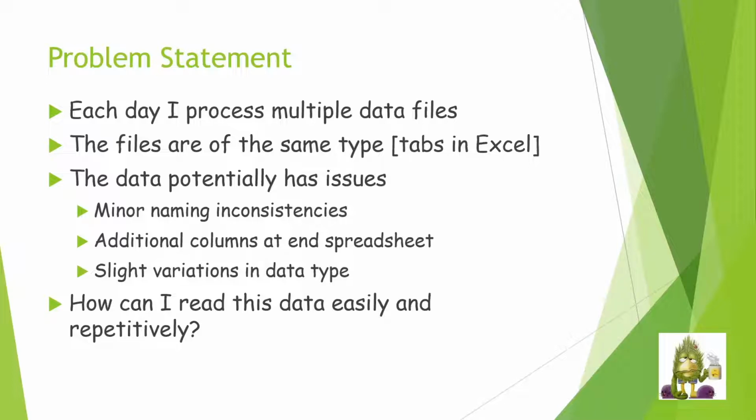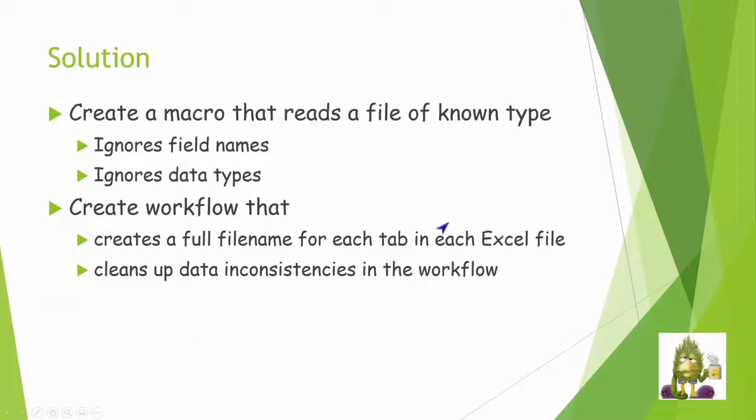So the question becomes, how can I read this data easily and repetitively without doing a whole lot of work? And here's a solution that we're going to talk about: I'm going to create a macro that reads a file of known type. We'll talk about that when we get to it. I'm going to ignore the field names. I'm going to ignore the data types, and then I can create a workflow that first of all feeds the macro, but then also cleans up the data once we're done. Because at that point in time, if I do this first part properly, I can get all of the data, and I just have to figure out what it means. So let's take a look.